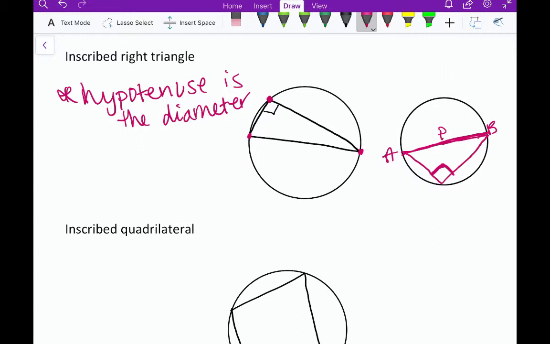So that works both ways. The hypotenuse is the diameter, and if we have the diameter as a side of a triangle inscribed, then the triangle is a right triangle. Always across from the hypotenuse is the right angle.